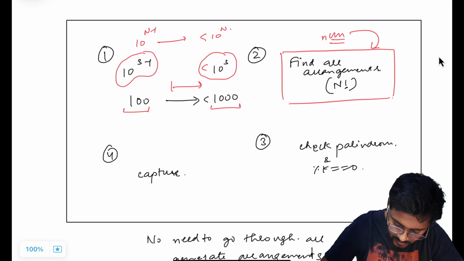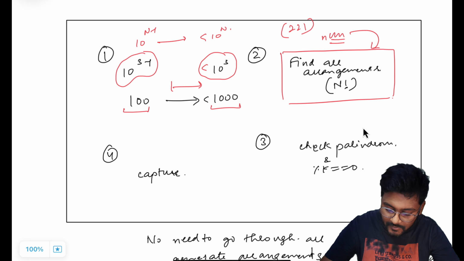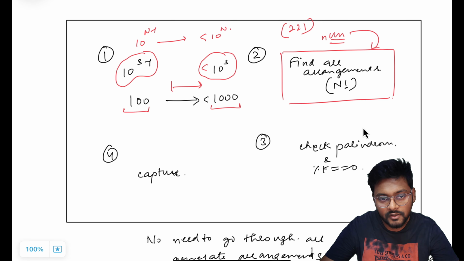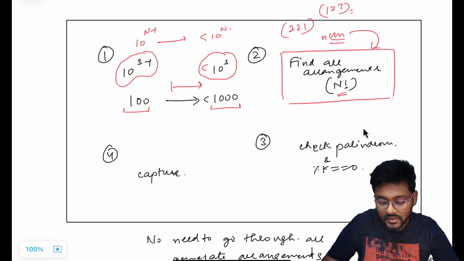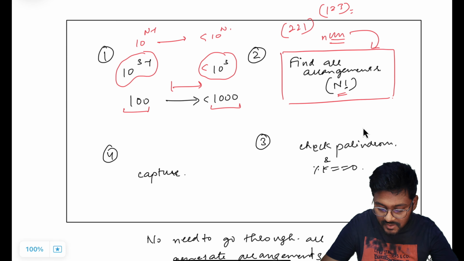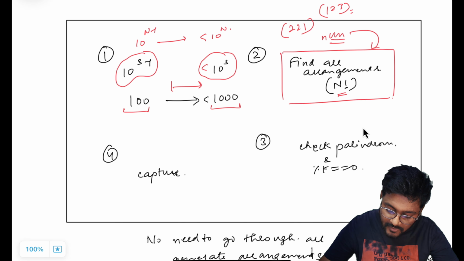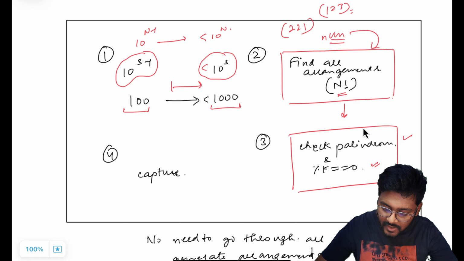Let's say the number is 221. It is a 3-size number. Now I will be checking all the rearrangements of this number 221. This case can go to n factorial in the first case. Let's say the number is 1 2 3. I will try to see all the arrangements, all the possible combinations of these digits. So these are the arrangements, and then I can check if this number is a palindrome. This is my first condition, and the second condition is if it is divisible by k. I can check the third condition. Then if this condition is satisfied, I can capture it.